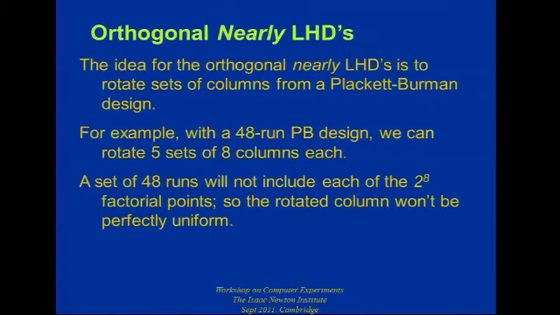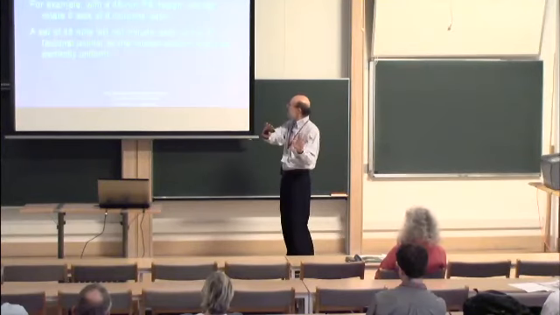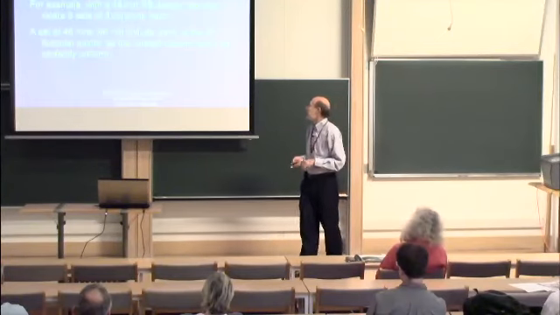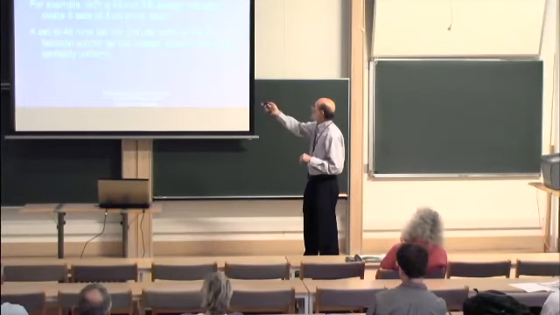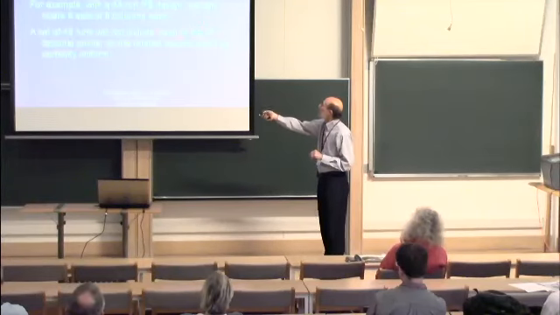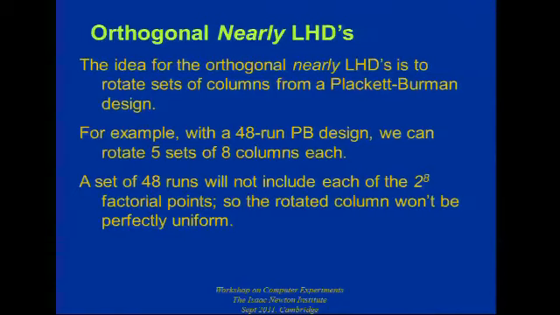How am I going to divide up the 47 columns in the Plackett-Burman into 5 sets of 8? Good question. If anyone has some answers, I'd be pleased to hear. I don't know entirely how to do it yet, but I'll tell you a bit about it. So I'm going to get a set of 48 runs, and each one of those is going to come from one of the 48 rows in that projection of the Plackett-Burman onto 8 particular columns.